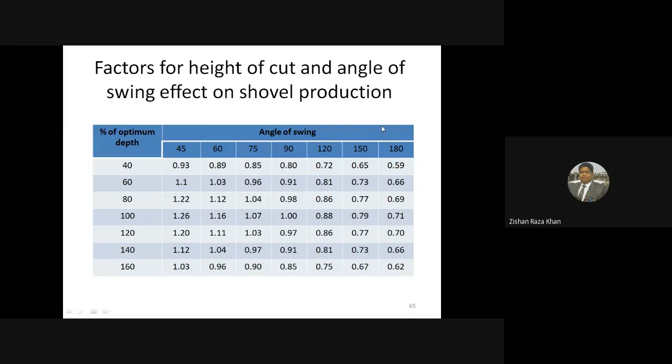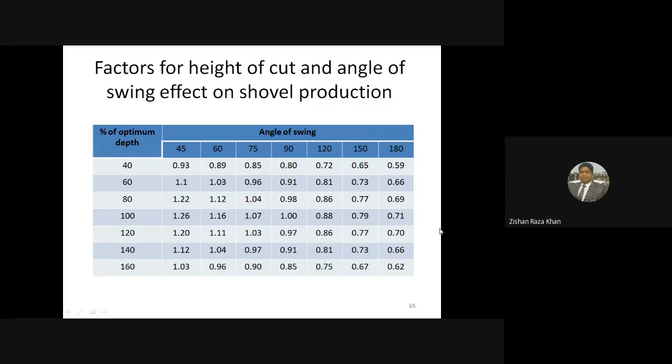Now, this is a very crucial table, and please have a look. The factors for height of cut and angle of swing affect the shovel production. As I have discussed during the video, the shovel is basically working above its track, and the action of cut is from low to high. So the efficiency of the shovel depends upon the height at which it is cutting.